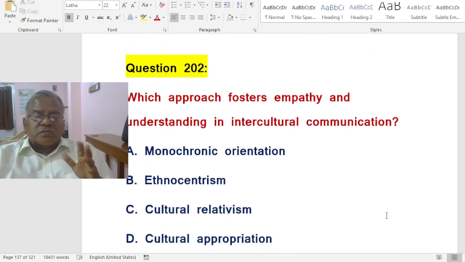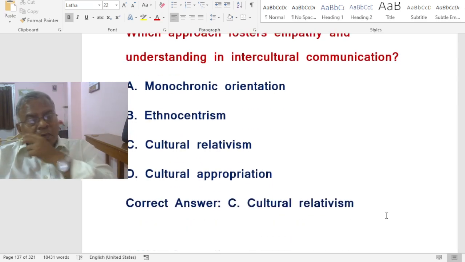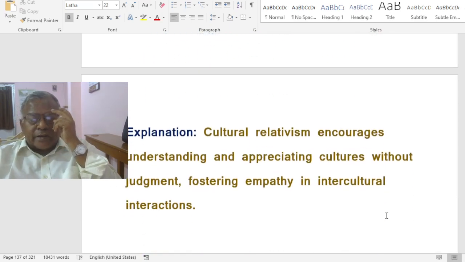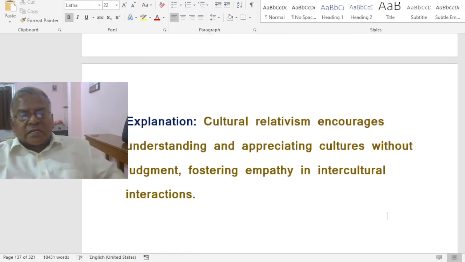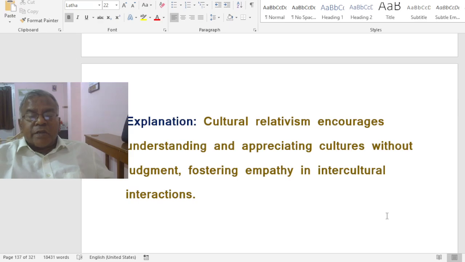Which approach fosters empathy and understanding in intercultural communication? Cultural relativism. Cultural relativism encourages understanding and appreciating cultures without judgment, fostering empathy in intercultural interactions.